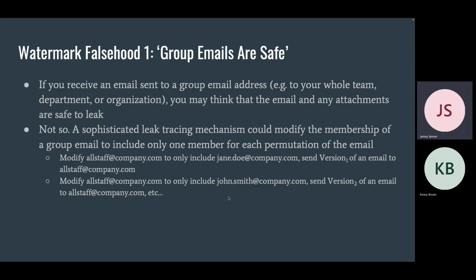Remember that a group email is just an email alias, right? An email alias usually points to a list. You could have anyone you want in that list. What a sophisticated watermark system would do is remove everyone except that first recipient, watermark the email, send it, subtract the first recipient, add the second recipient to the all staff list, et cetera, iterating until every employee gets an all staff email that is individually tagged.